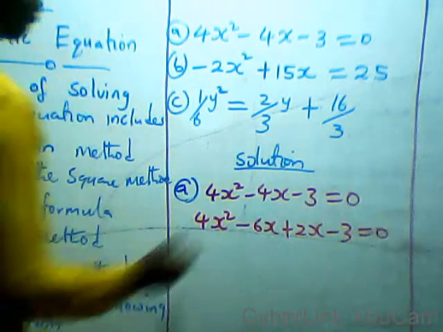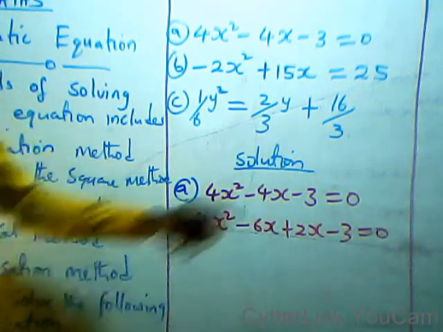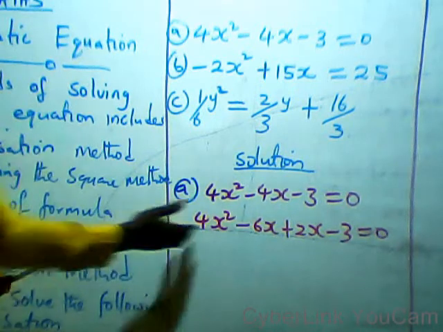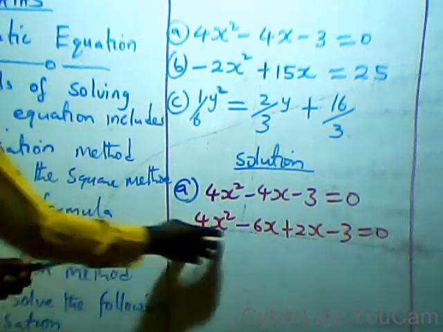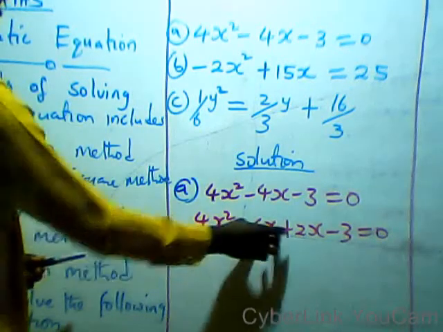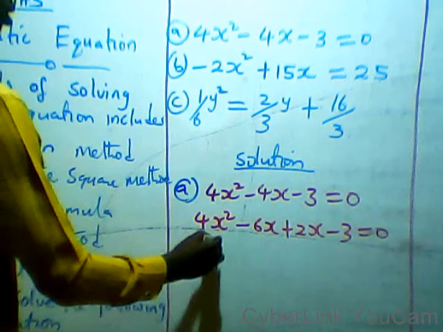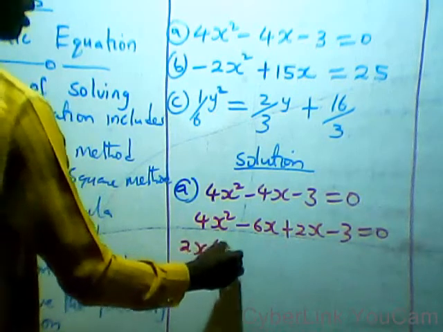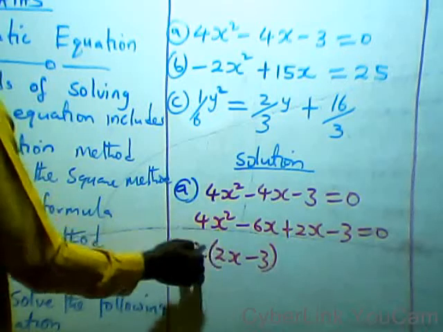I have not made any changes, because minus 6 and plus 2 is still minus 4. Now if you look at the first two terms, you discover that 2x is common to both. So you can bring 2x out. If you do that, you are left with 2x minus 3, because when you open the bracket, you have 4x squared and minus 6x.